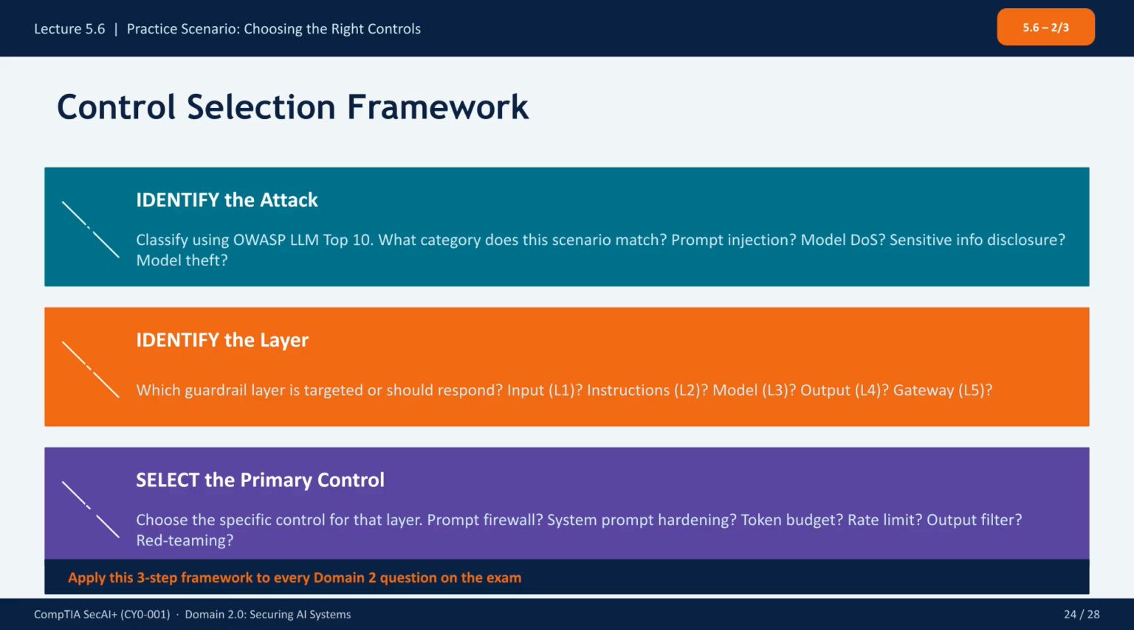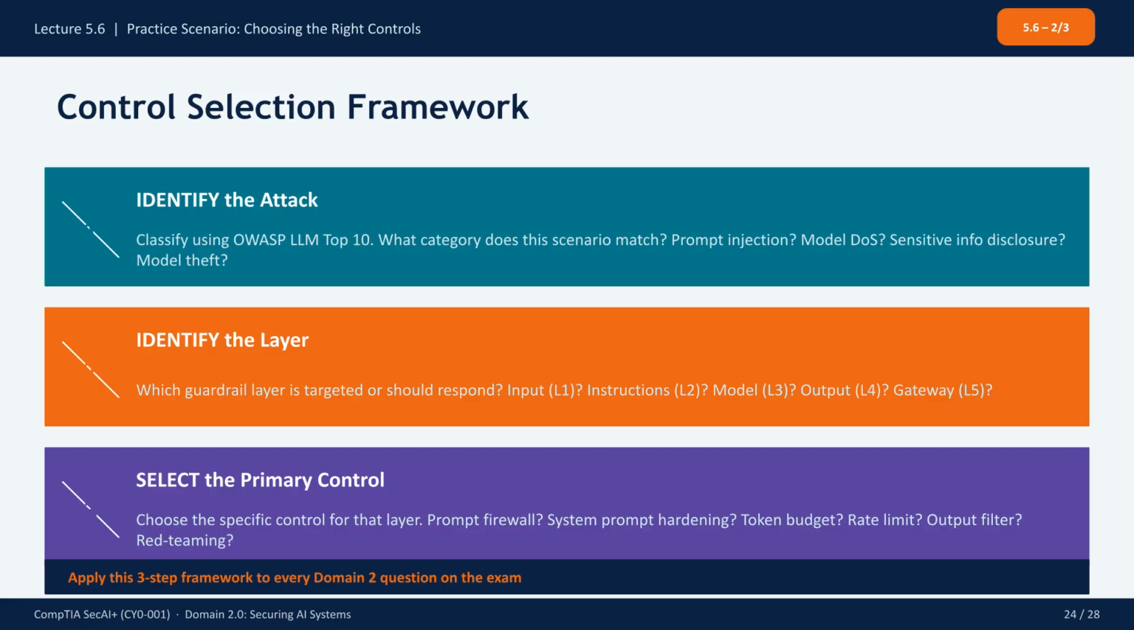With the attack identified and the layer determined, choose the specific control. If it is Layer 1, think prompt firewalls and input validation. If it is Layer 2, think system prompt hardening. If it is Layer 3, think RLHF alignment and safety training. If it is Layer 4, think output filtering and PII scrubbing. If it is Layer 5, think rate limiting and token budgets.